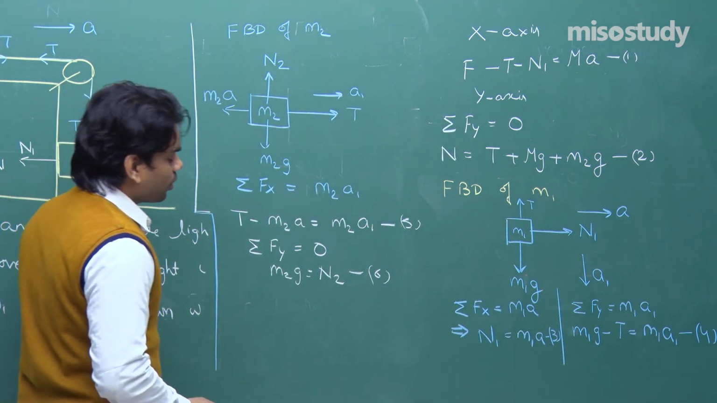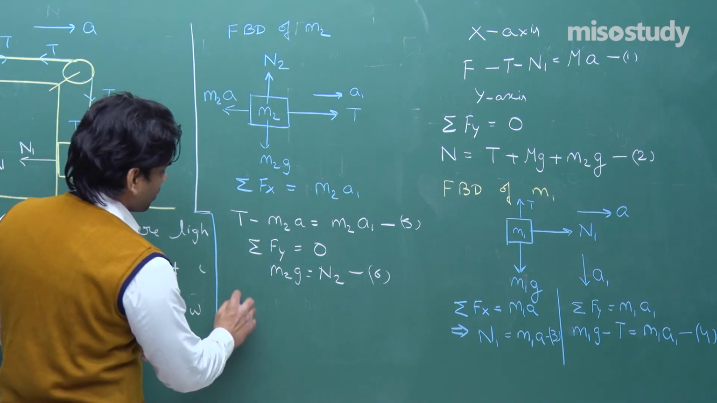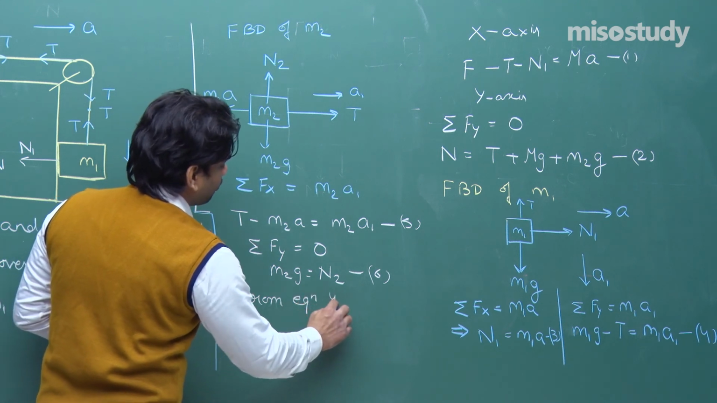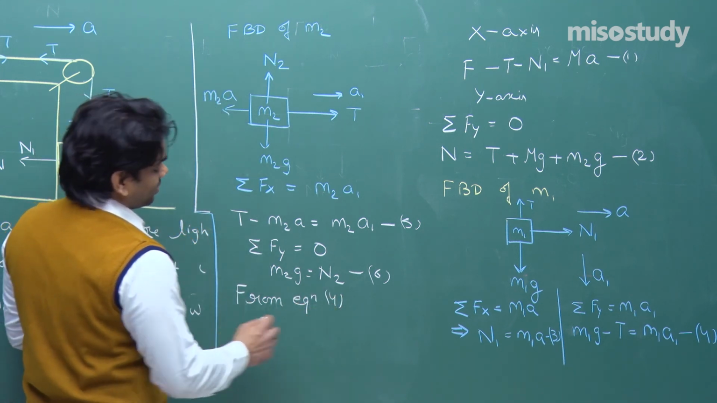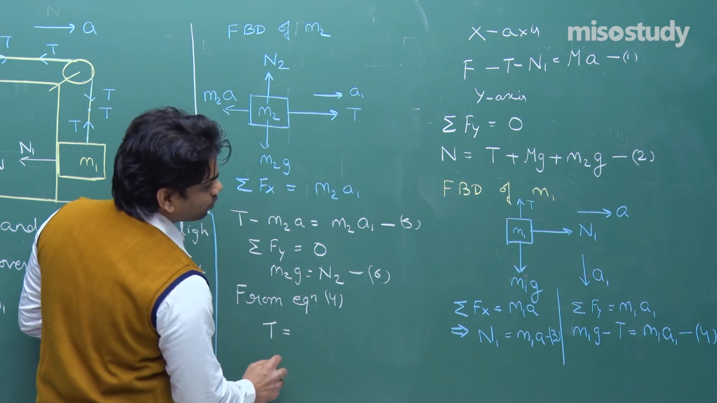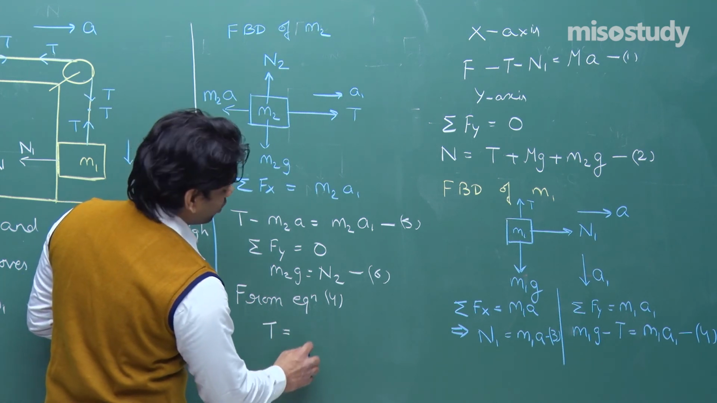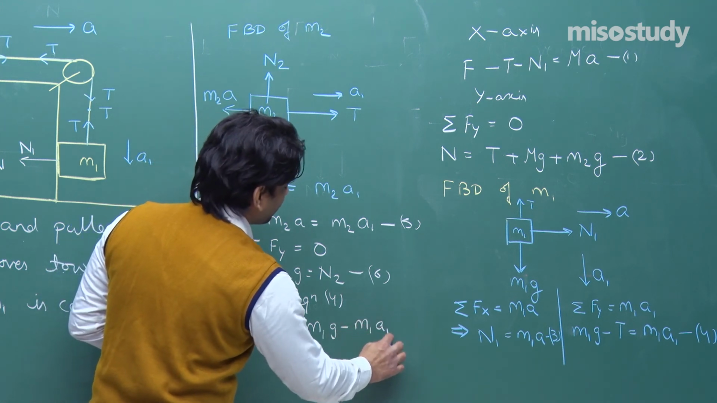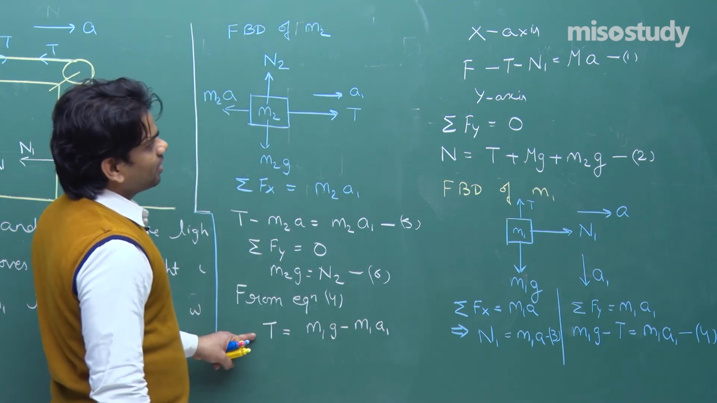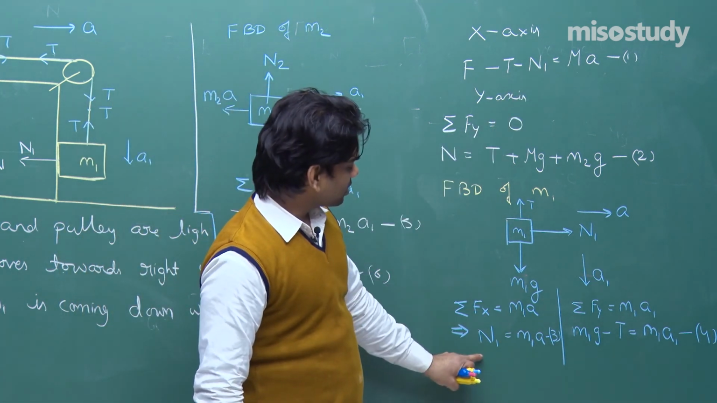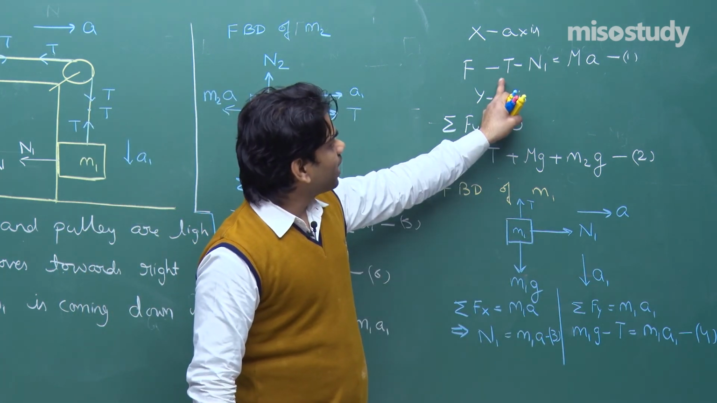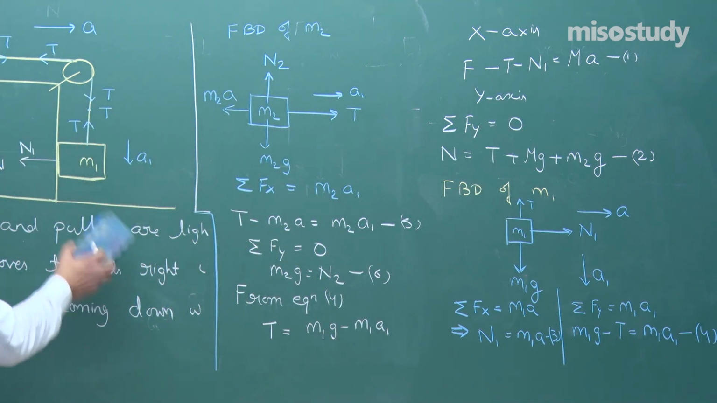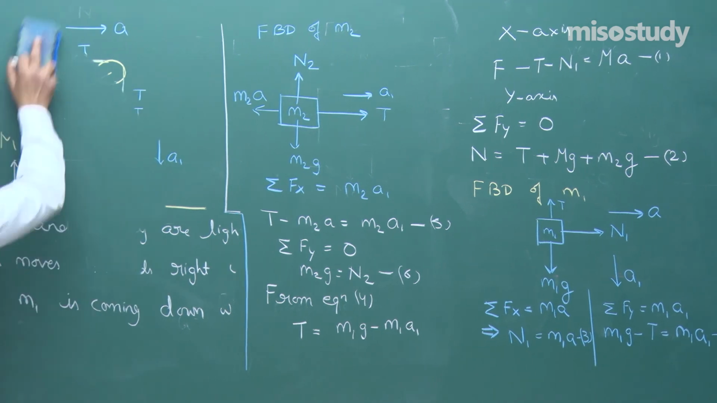So I am writing from equation number 4, we can write T should be equal to M1G minus M1A1. So M1G minus M1A1 will be equal to T. So we got the value of N1, that was M1 into A, and we got the value of T also. So substitute here in equation number 1. I'm going to rub this part, we no more need all this.